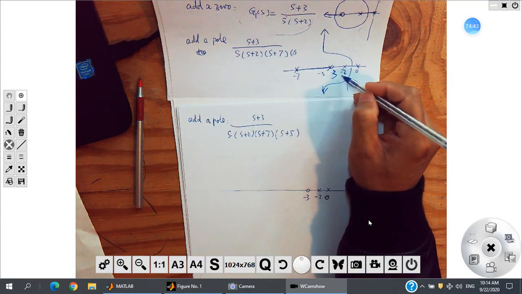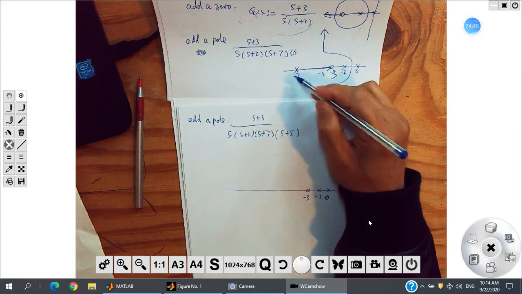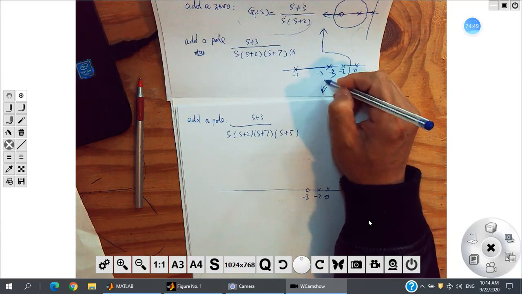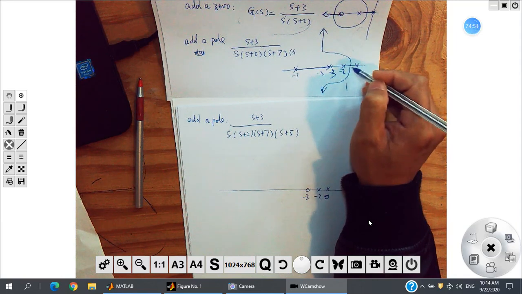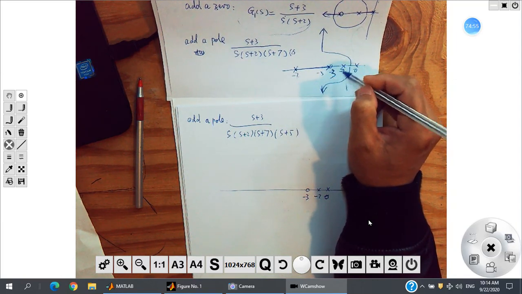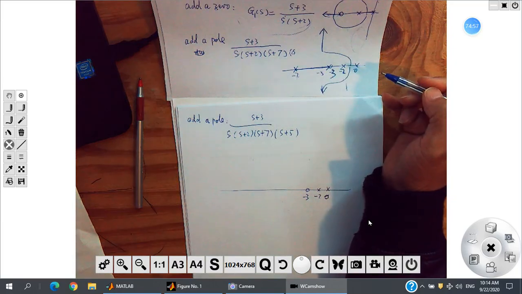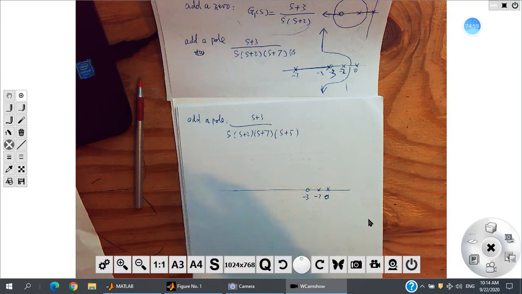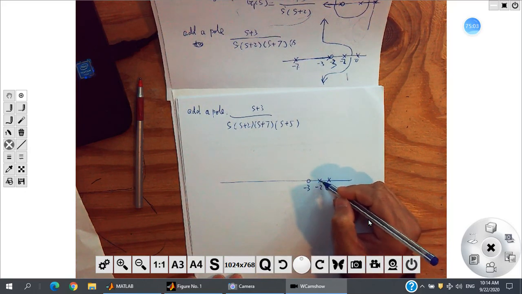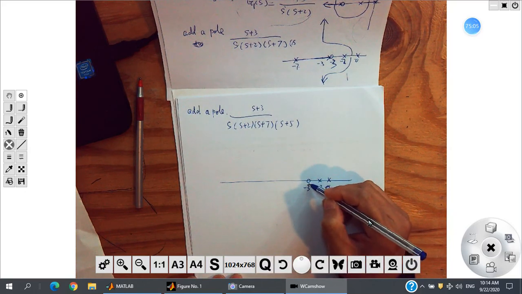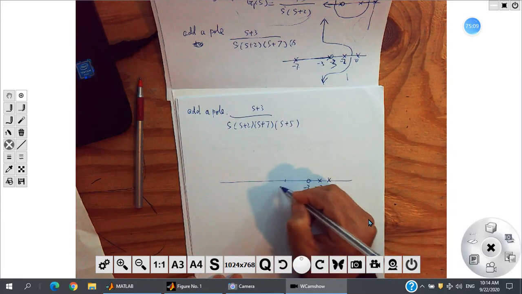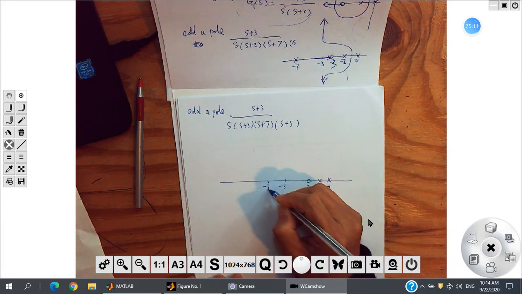So the summation of the poles, 0, 2, 7 and 5, is 14, minus 3 should be 11. Anyway, now here are the pole at 0, the zero at negative 3, the pole at negative 2, then negative 5 and negative 7, crosses.